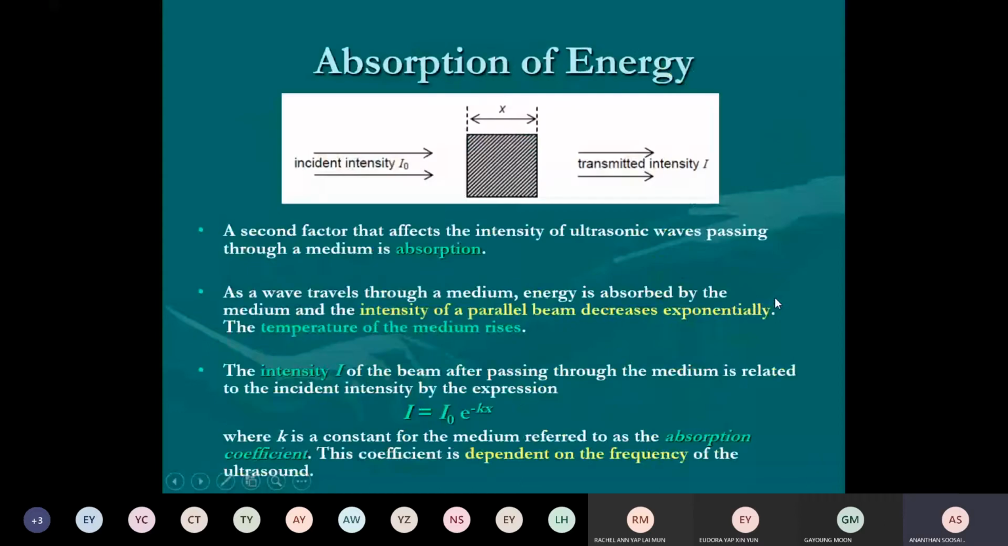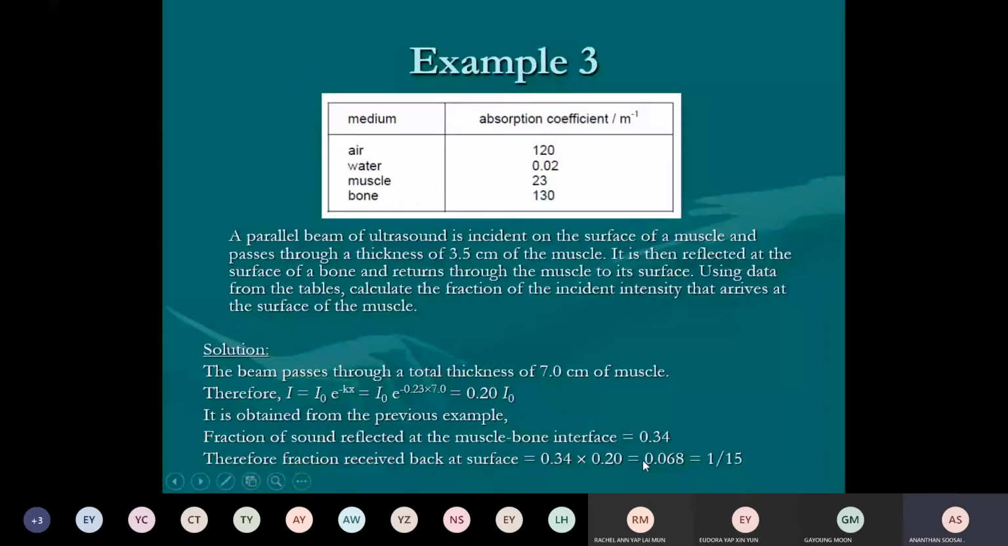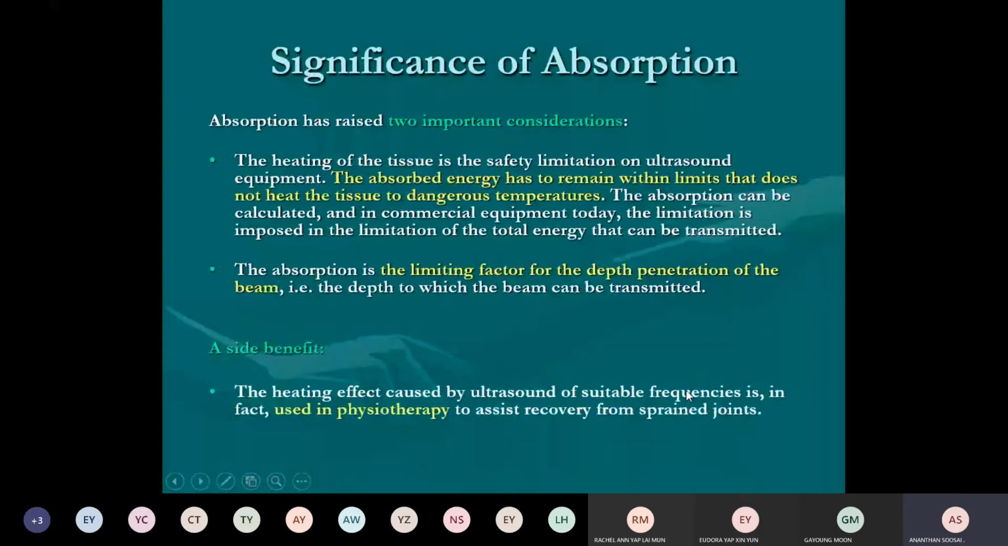Then we talked about absorption. Absorption is exactly the same as your X-ray absorption formula. I is the intensity that has been transmitted, x is the thickness, and k is the absorption coefficient, which is dependent on frequency. Then we stopped there that day. Parallel beam ultrasound incident on the surface of the muscle. We did this. We will be doing more in-depth questions. Let's continue discussing this first, then we come back to that question again.